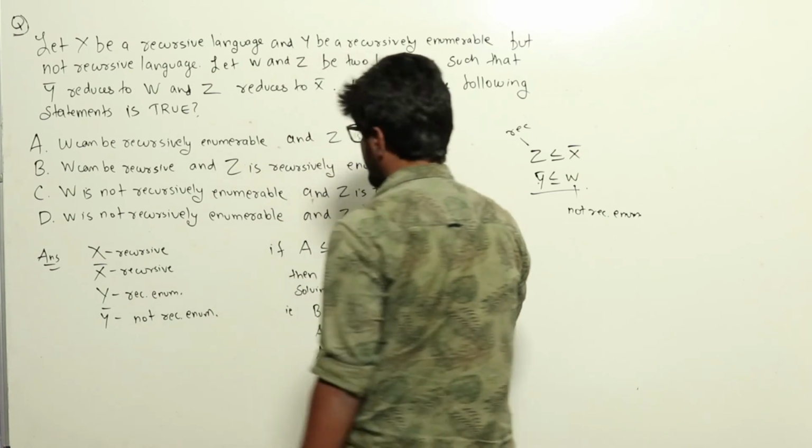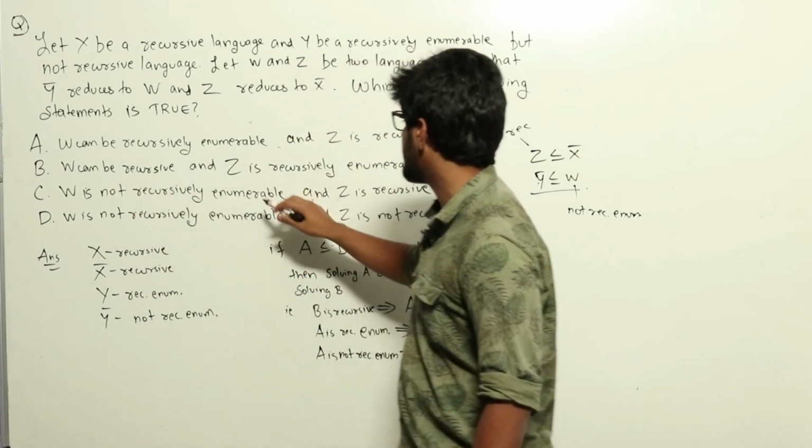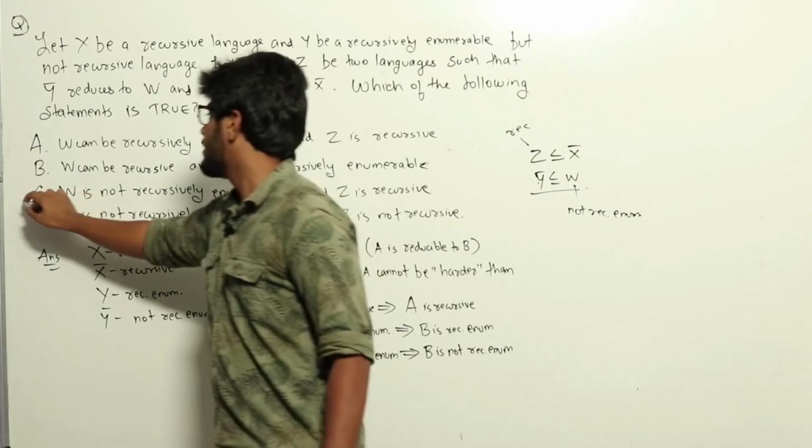If you take a look at the options, you will see that option C, W is not recursively enumerable and Z is recursive. Option C is the right answer.